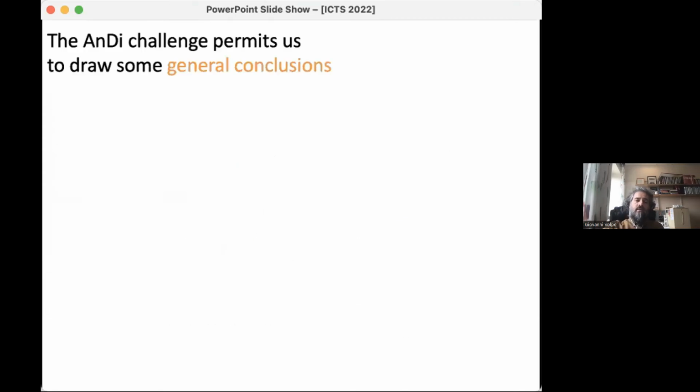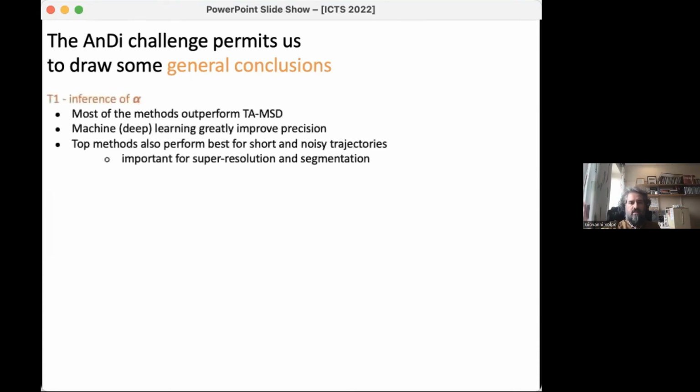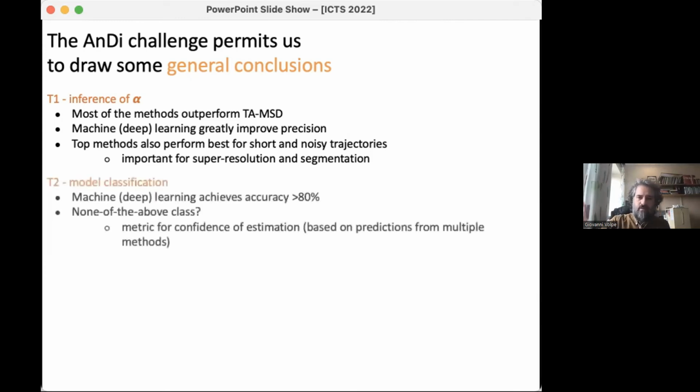Okay, so we can draw some general conclusions from this challenge. On the inference of alpha task, the first conclusion is that machine learning greatly improves precision, and that machine learning algorithms were developed by different groups. This applies also to the classification, actually. So machine learning works better than classical methods.